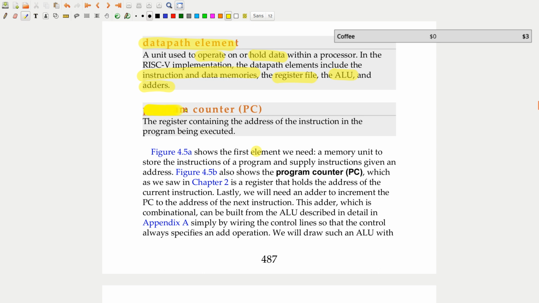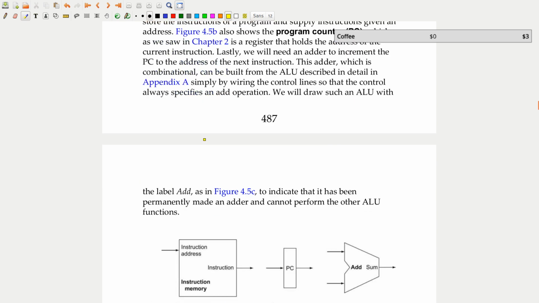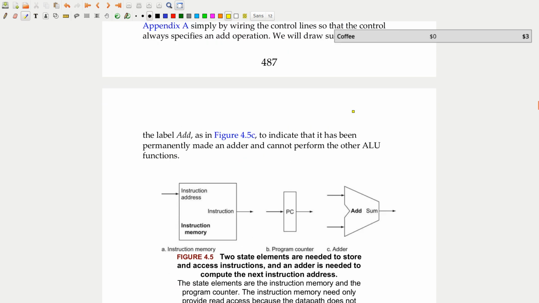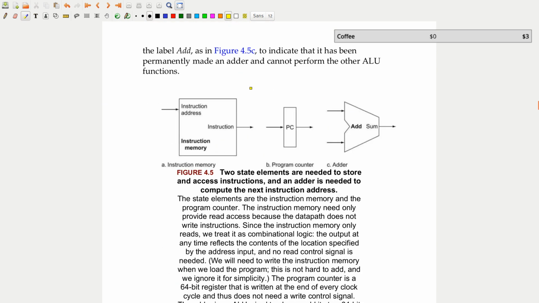And then we have, of course, our program counter that we talked about previously, which is a special register containing the address of the instruction in the program being executed. So we see that 4.5a shows the first element needed, a memory unit to store instructions of a program and supply instructions given an address. So we call this the program counter. So here we have our two state elements that are needed to store and access instructions.